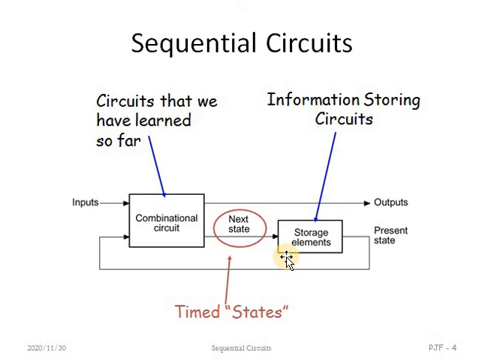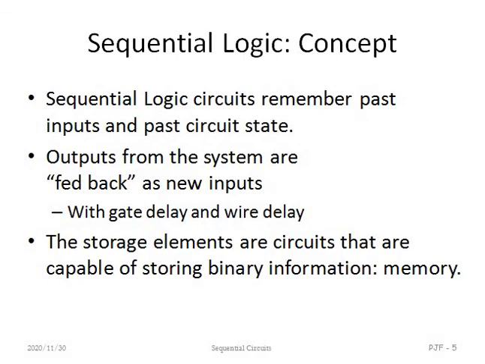So this is what a sequential circuit is. This is the block diagram of a sequential circuit. It has a combinational circuit and a storage element, and the storage element has a feedback path that is given as an input to the combinational circuit. There are two types of sequential circuit: one is synchronous and the other is asynchronous.